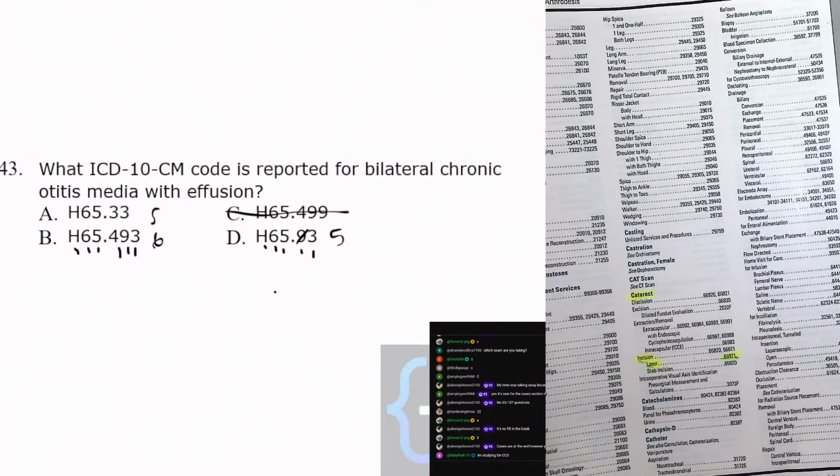Definitely want to code out to the most specificity, right? 6 digits is better than just 5 digits. Might even be a MIPS code and you get payment for that.